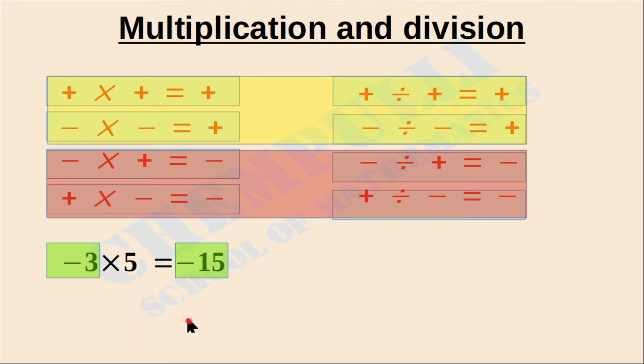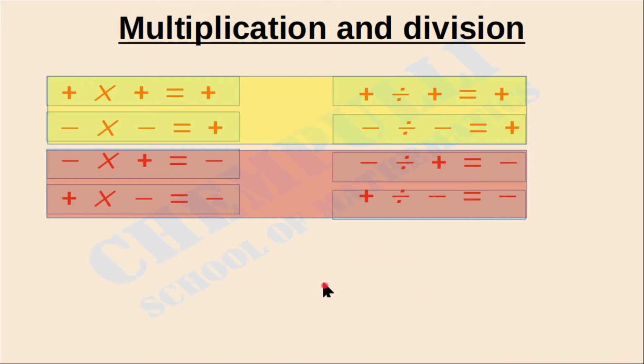We can check this using the division rule. Negative 15 divided by negative 3: you can check both number signs. Both number signs are the same, so the answer sign is positive. Then 15 divided by 3 is 5, so the answer is positive 5. We got the same answer.